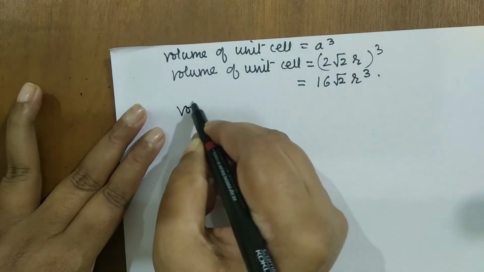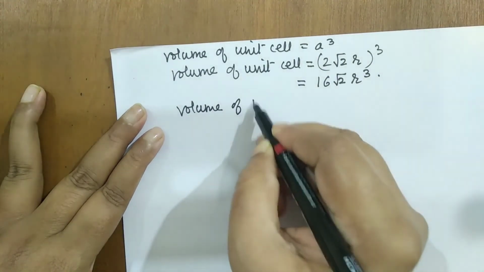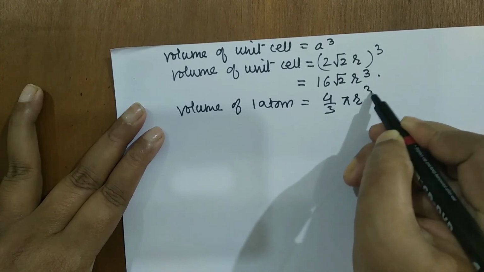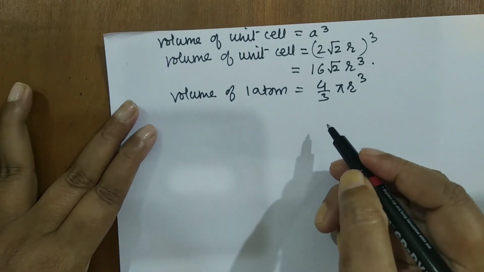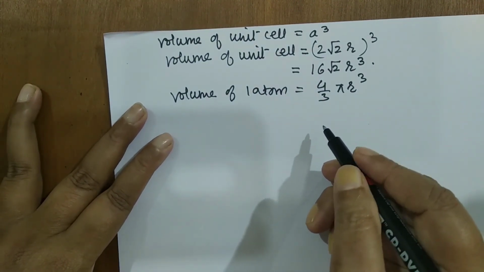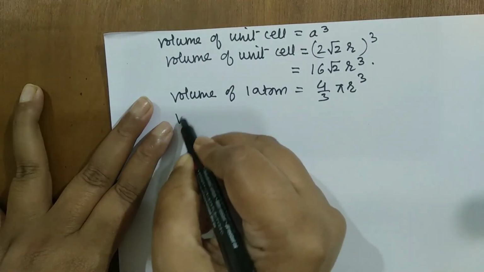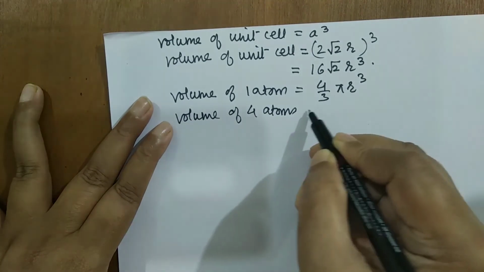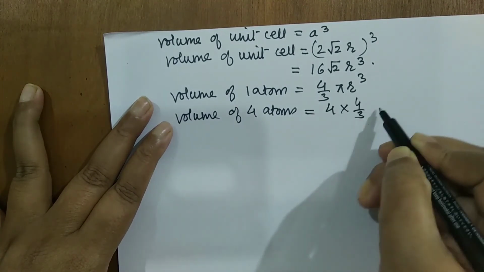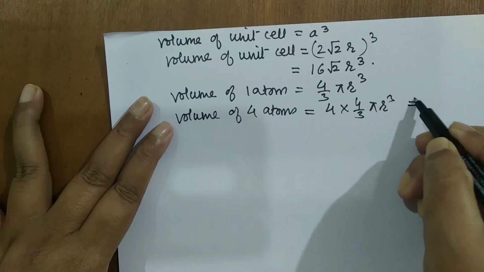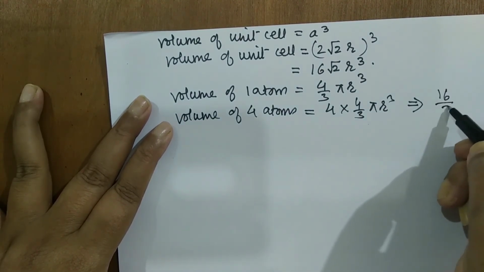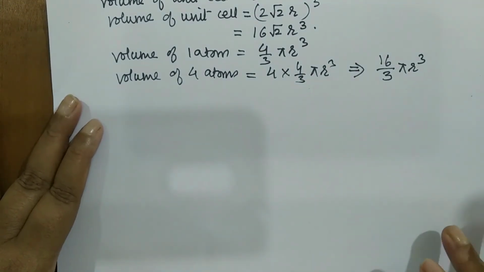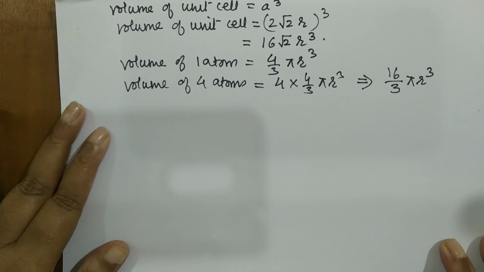Now come to volume of one atom, which is 4 upon 3 pi R cube. How many atoms are there for FCC structure, student? There are, so let us write, 4 atoms. So volume of 4 atoms is equal to 4 into 4 by 3 pi R cube. So what you get here is 16 upon 3 pi R cube. Right, students? We got the volume for 4 atoms. We got the volume of the unit cell.